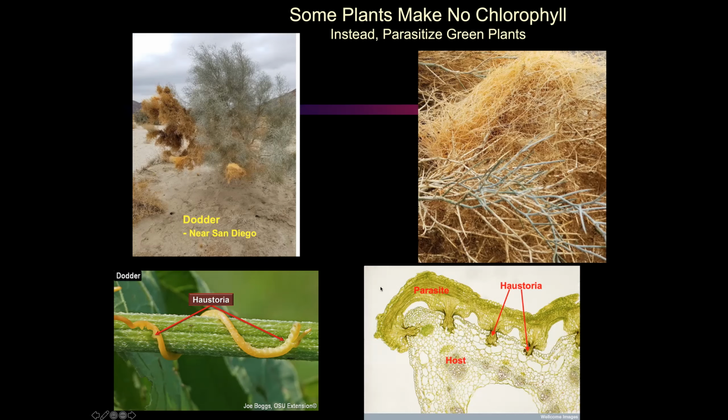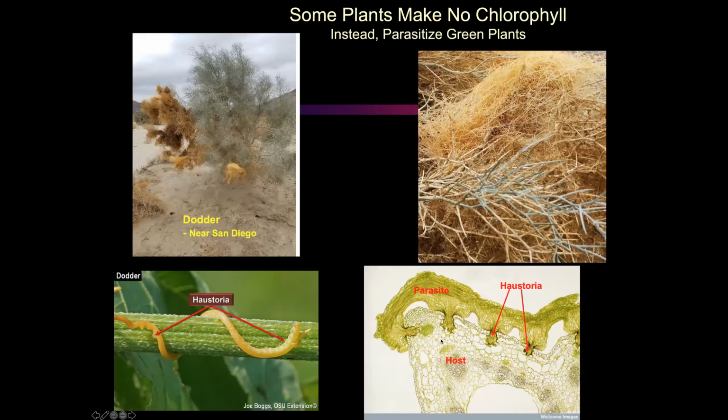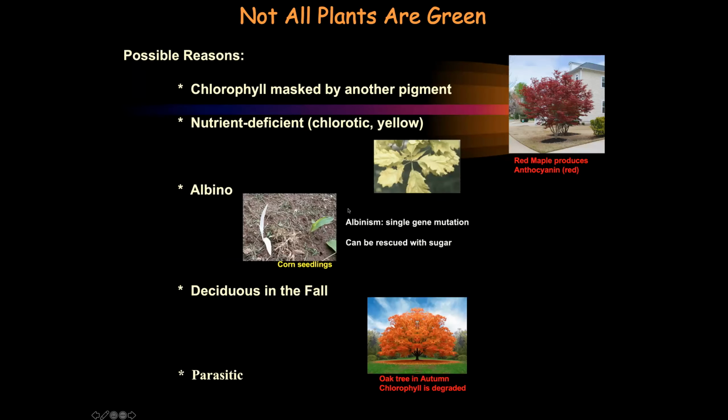So parasitic plants are another reason why you might see plants that aren't green. And again, just to remind you, here are several of the reasons that plants might not be green. And in addition to that, it might be parasitic. And these are all things, except maybe the albino, that you will see when you go out and about.